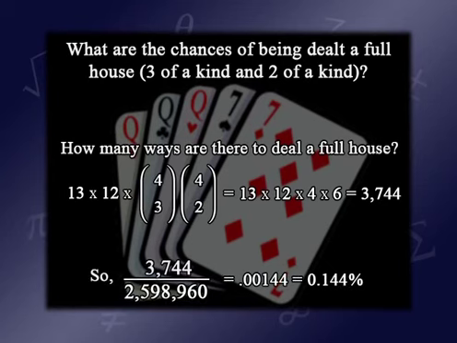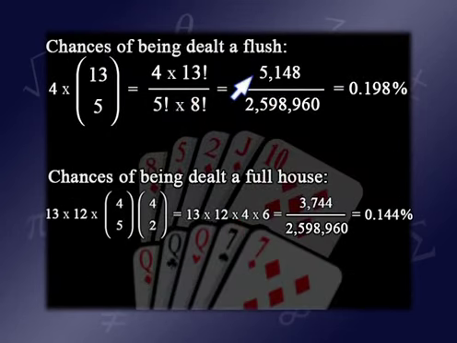3,744, which is a smaller number than what we had for finding flushes, right? With flushes, we had 5,148 flushes. With full houses, we have 3,744. Only about a 1 in 700 chance of being dealt a full house. And that's why in the game of poker, the full houses are more valuable than flushes because they are more rare. You're less likely to have those dealt to you.